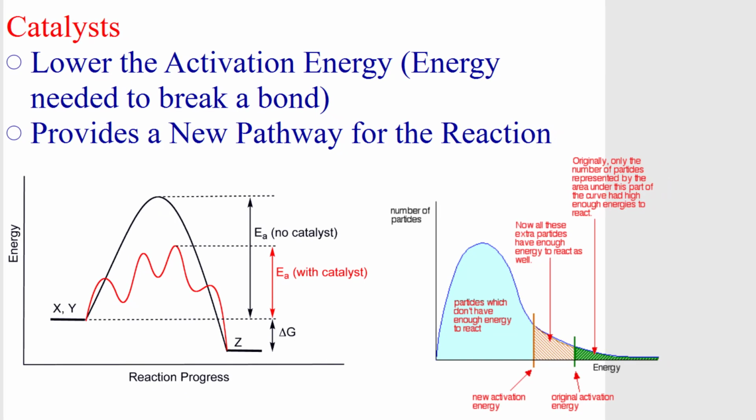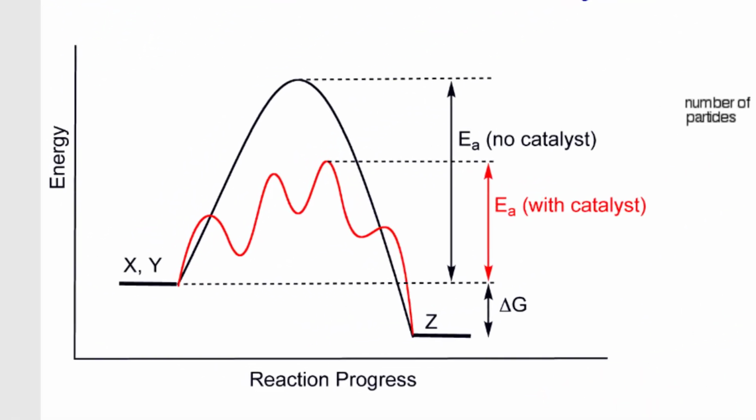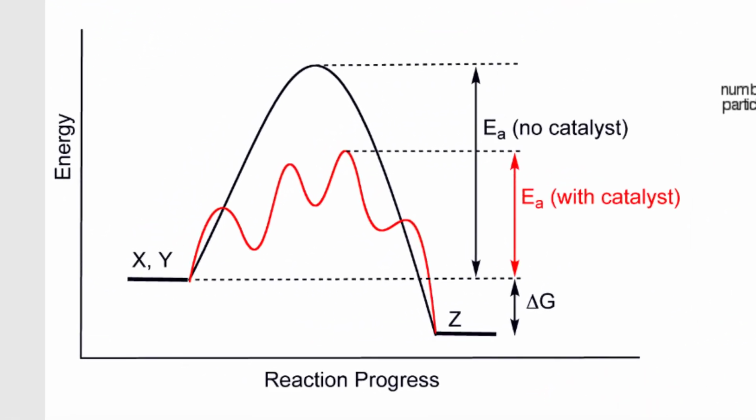Well, what do catalysts do? Catalysts lower the activation energy, or the energy you need to break a bond. And how does it do that? Well, it provides a new pathway for the chemical reaction. You can see in this first graph here, there's a large activation energy in the black curve, okay? A large, that's no catalyst. It's going to be a lot slower of a reaction.